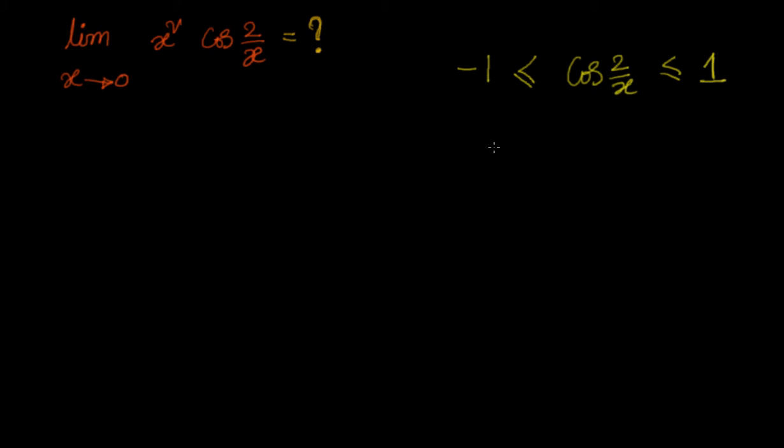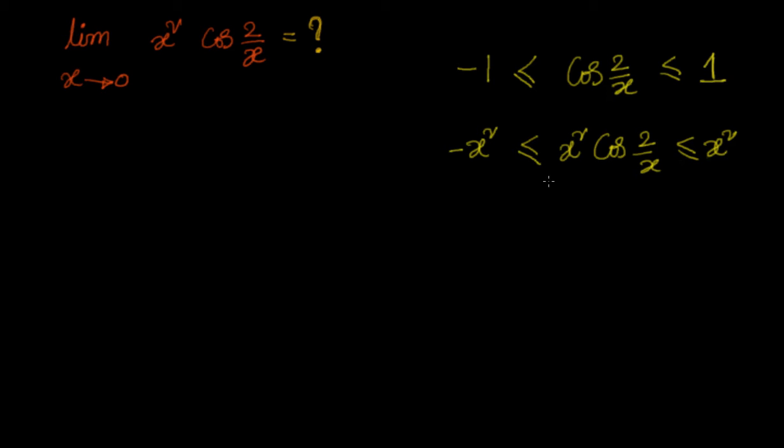Now I see here x square. So what I will do is multiply throughout with x square. I will have minus x square less than or equal to x square cos 2 by x less than or equal to x square. So if I write x square there, okay, right.